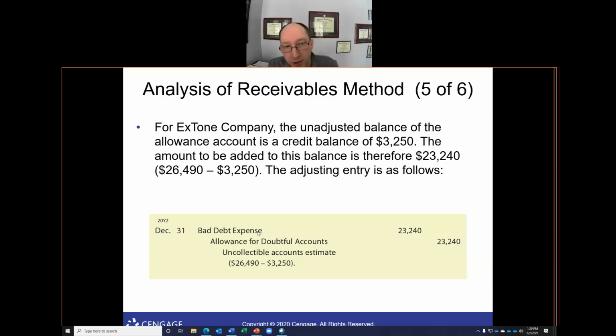So what do I do at the end of the year? I need to do an adjusting entry. I debit bad debt expense and I credit allowance for doubtful accounts. Just like before. The only difference is I'm using the aging report to help me with that.